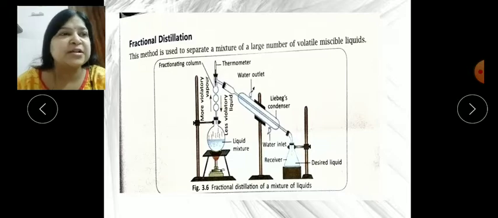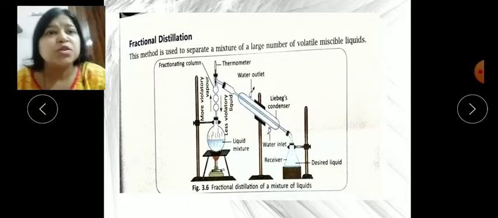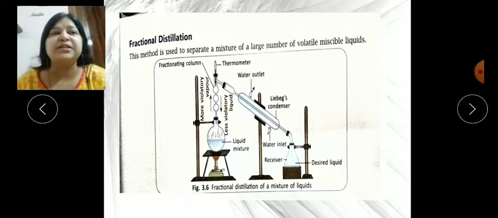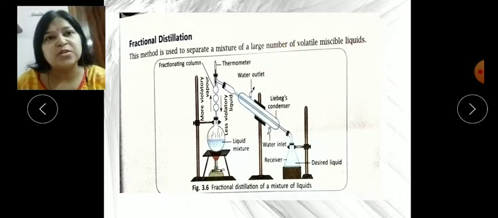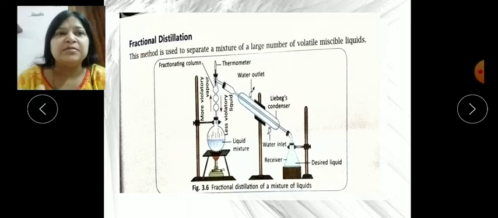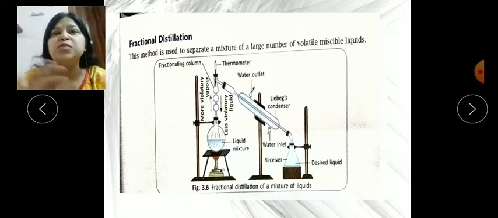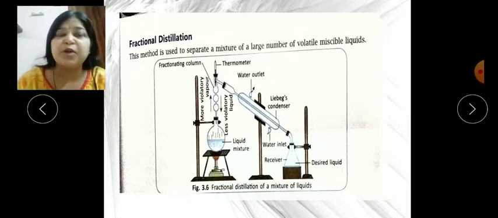Like when we are using filtration, we use filter paper, a funnel and so on. You should remember the apparatus. Through this fractional distillation method we can separate a large number of volatile miscible liquids. The principle is the same. For example, if there are 6 components present in the mixture, all 6 have different boiling points, and only if they have different boiling points will we be able to collect them when their boiling point is reached.